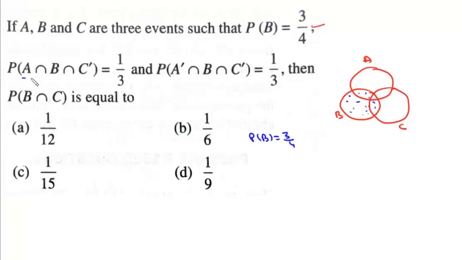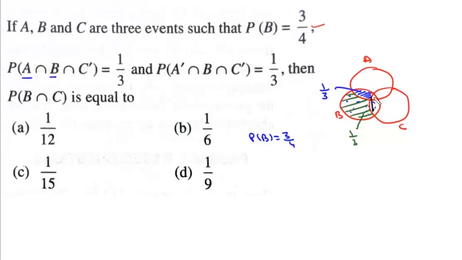Now probability of A intersection B intersection C not. So that means we are talking about that portion of A intersection B which doesn't contain C. So it is this portion. And this probability is 1 by 3. And probability of B intersection A not and C not. So that part of B which doesn't contain A and C. So we are talking about this region. So this probability is 1 by 3.